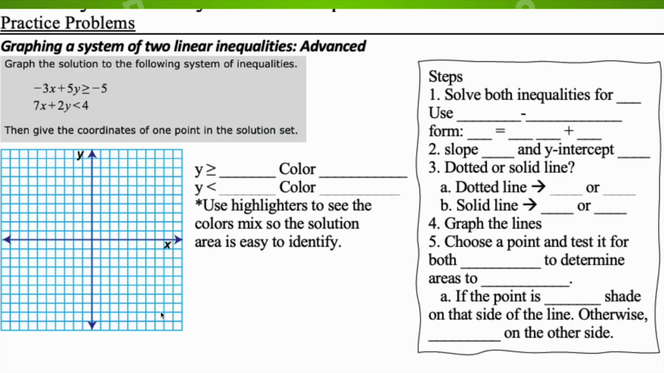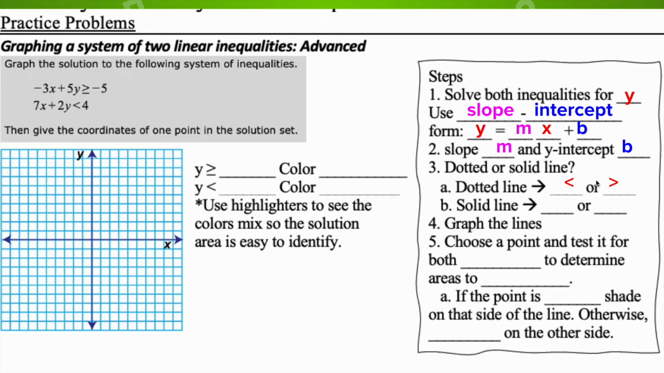All right, let's try one more of these. So we're going to graph the solution. So again, this time they're not solved for y, so in order to graph them quickly, I'm going to solve both inequalities for y so that I can use slope-intercept form. So again, we're just kind of filling that back out again. It's y equals mx plus b, m is my slope, b is my y-intercept, and we have the same rules for dotted or solid lines.